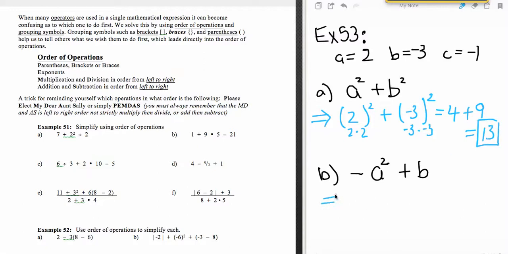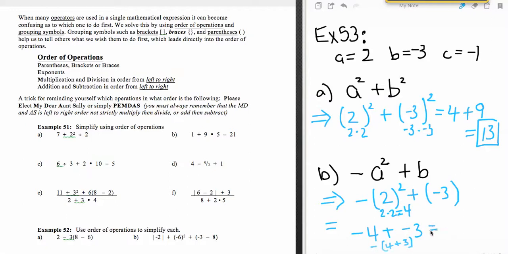Now part B here, we have the opposite of whatever A is getting squared. And A is 2, so we'll put that in there, and then plus whatever B is, and then we have this one being 2 squared, which is 2 times 2, which gives us 4, but it said the opposite of 4, so this gives us a negative 4 plus a negative 3. And of course we know that when we have two of the same signs and we're adding, we're going to add the numbers up, 4 plus 3, and then we'll keep the common sign, which is negative. So we'll get a negative 7 as an answer here.